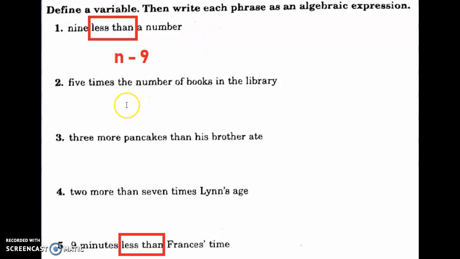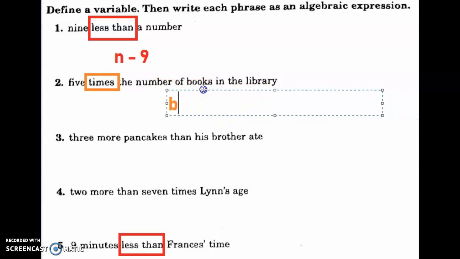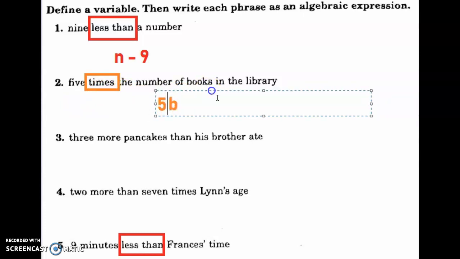All right. Number 2, 5 times the number of books in the library. So we know we're going to multiply here because we have our keyword, which is times, right? And then we don't know what we're talking about. So our variable, let's say you call it X, or we could say B for books, right? Because we don't know the number of books that are in the library, but this is all going to be represented by B. And then 5 times B. So it's just going to be 5b.